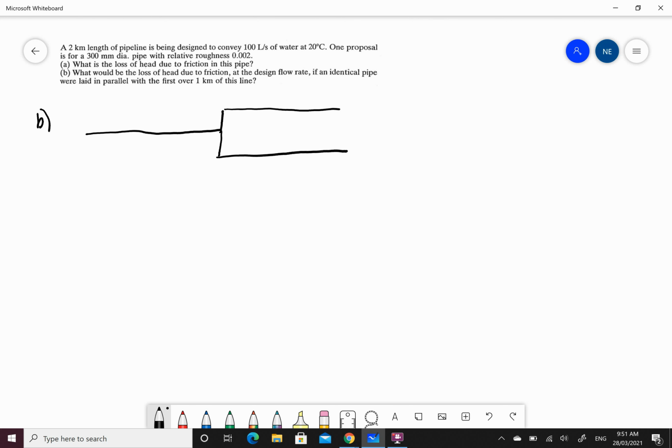What we're trying to work out, if we have point A, B, C to B, is the friction and how much head loss putting them in parallel actually saves us.